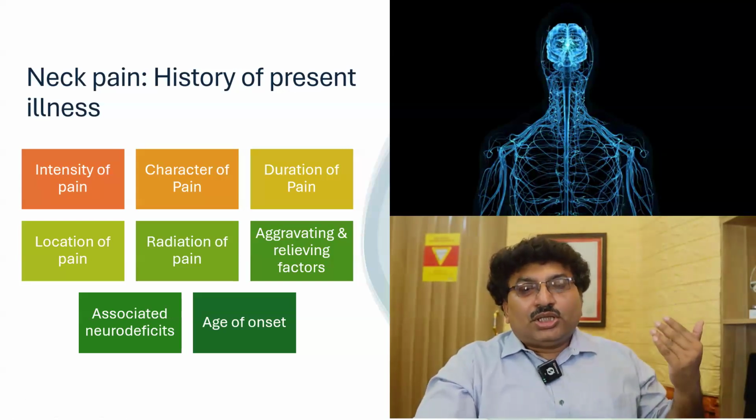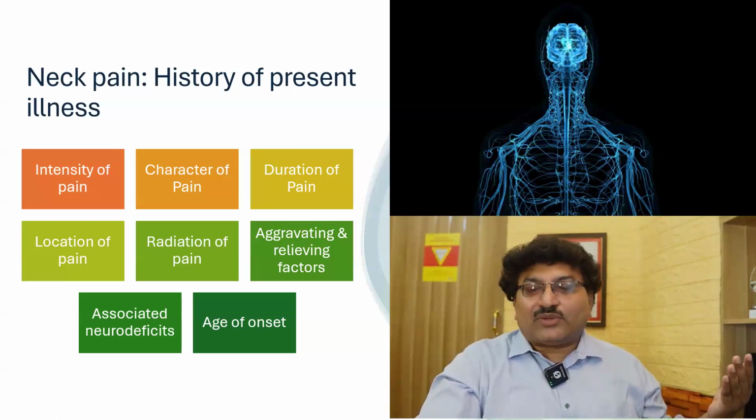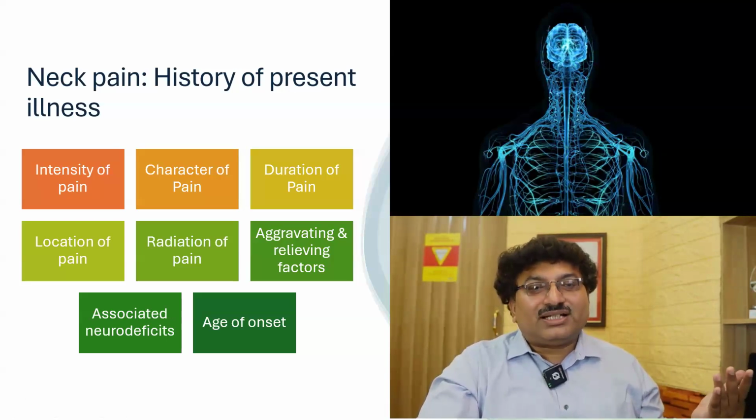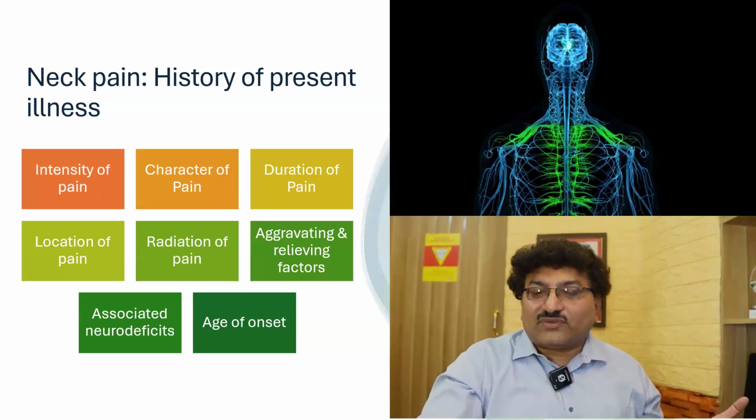Now, coming to the pain history. In pain history, what we ask the patient, first of all, is how much is the intensity of the pain, or the quantity of the pain. So it is mild, moderate, severe. That's a very simple sort of classification we ask.